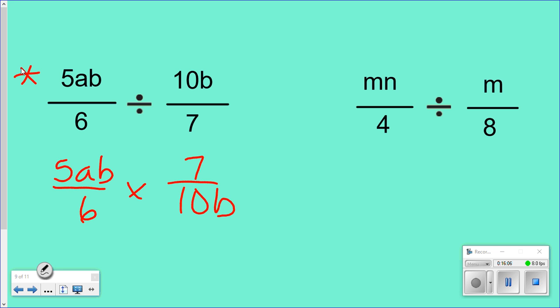What can I reduce up here? What do you think? Bella? B and a B. 10 and 5. 5 goes into 5 once. 5 goes into 10 two times. Okay? Can't reduce anything else. There's no A's, or 7 and 6. Can't do anything there.